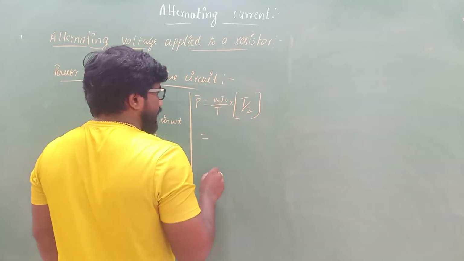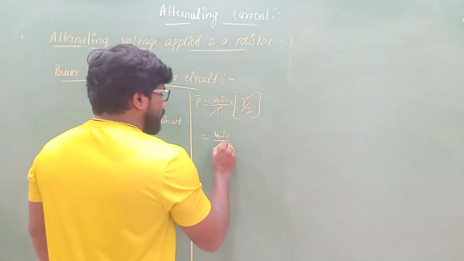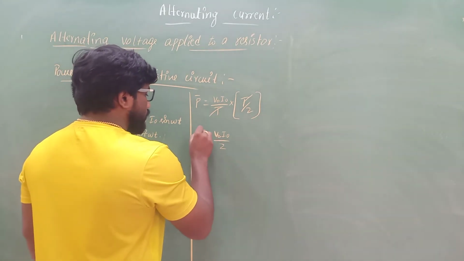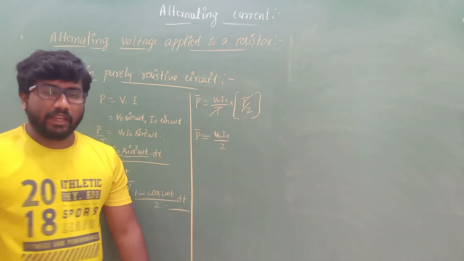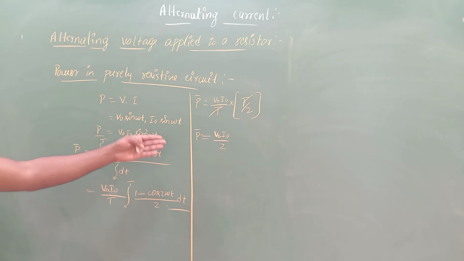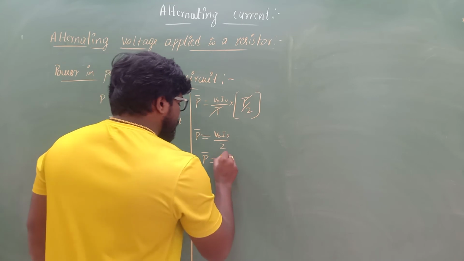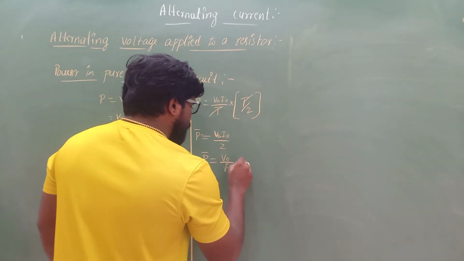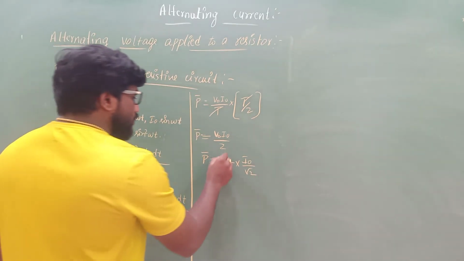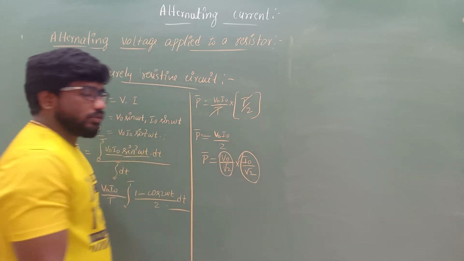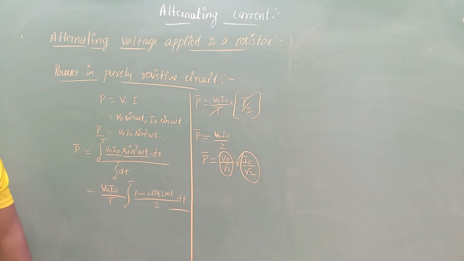So now I can write it as V naught into I naught divided by T, and T will get cancelled here. What is remaining now? 2. So P bar, the average power dissipated in AC, is given by, I'll split this and write the average power as V naught by root 2 into I naught by root 2. So this will be the formula. V naught by root 2 and I naught by root 2. So what is that? From the previous video, the RMS value of AC.